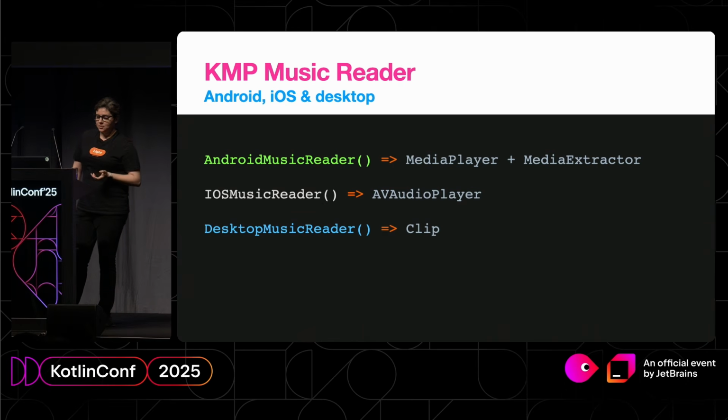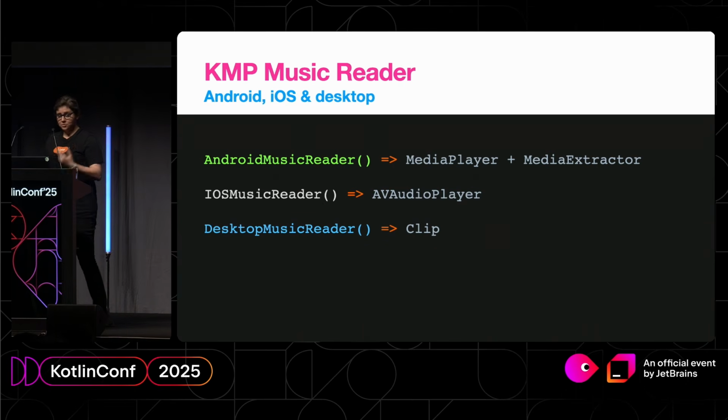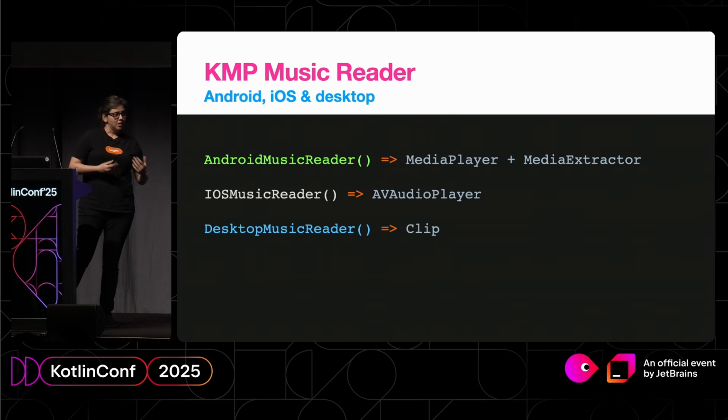For the Android music reader, I'm going to be using MediaPlayer and MediaExtractor to get all this information. For the iOS one, AVAudioPlayer. And for desktop, I'm going to be using Clip. If you're interested in the actual implementation, you can take a look at the code that is going to be linked at the end. Don't worry.